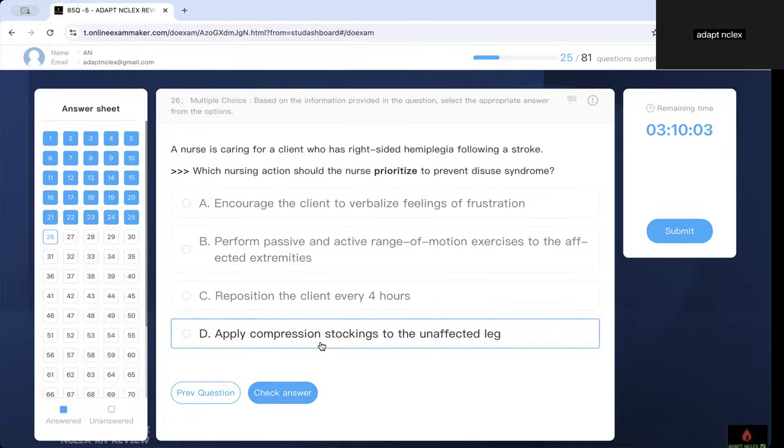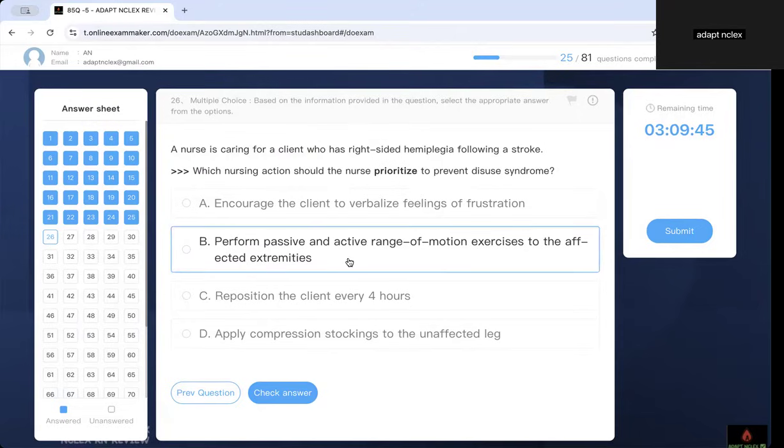You see that the three questions are saying the same thing, but with different wording. Use that idea. When you see questions, go for the concept. Disuse means I want them to move it now. Encourage the client to verbalize feeling. It's not talking about movement.